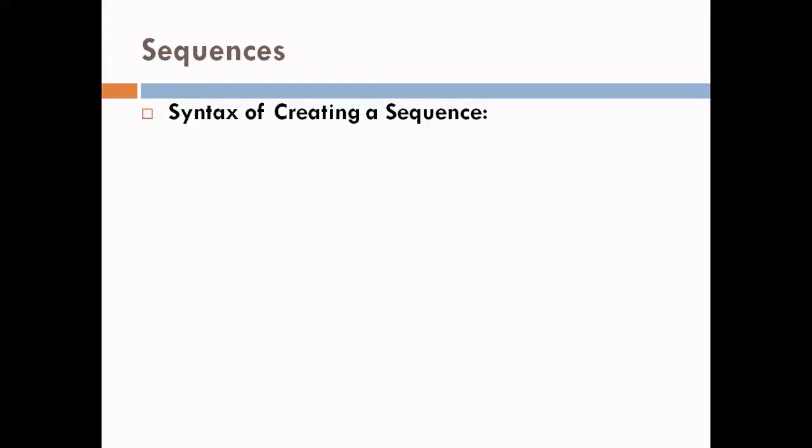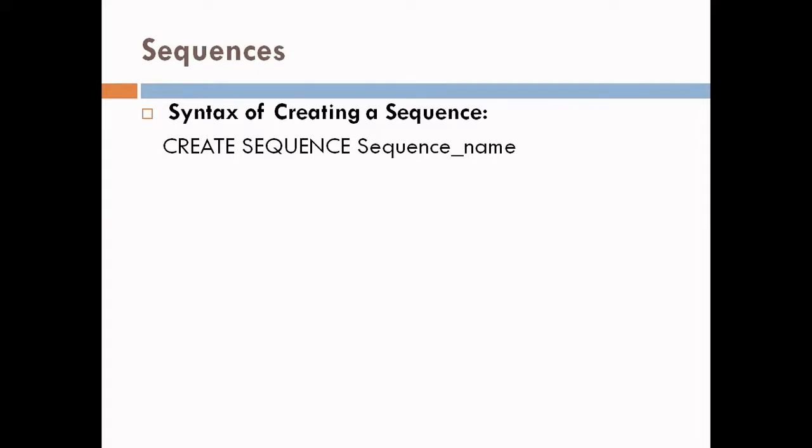Syntax of creating a sequence. Now, how can we create a sequence? Basically there are two ways to create one. The first way is like a table. Here we can create a sequence with this statement: CREATE SEQUENCE name. If we are using only this statement, in that case our sequence will start from number 1, it will increment by 1, and there is no maximum value.